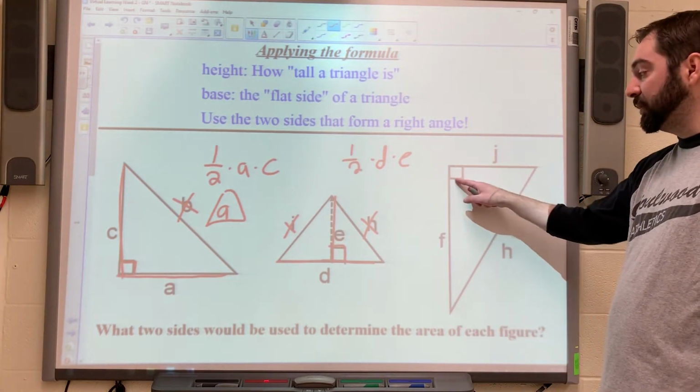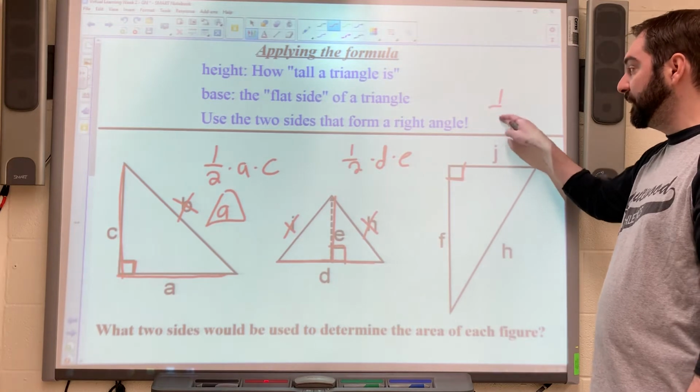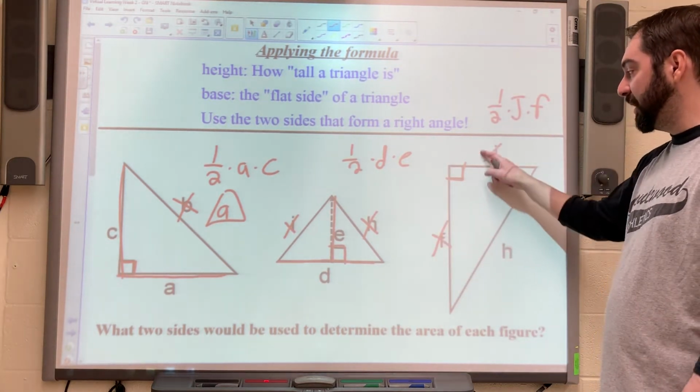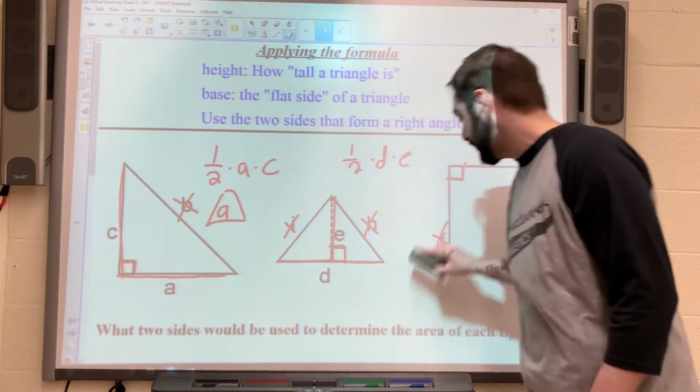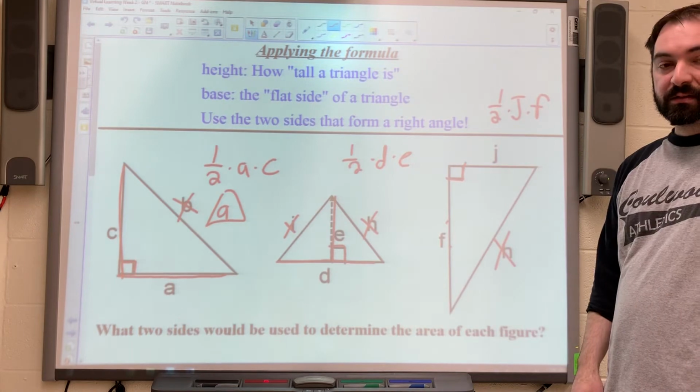And last one, we do have a right triangle. There's my right angle. I'm going to do 1/2 times J times F would give me whatever my area would be. Oops, sorry, I'm crossing out the wrong two. Those are the two that I do want. I'm not going to use H, the hypotenuse.